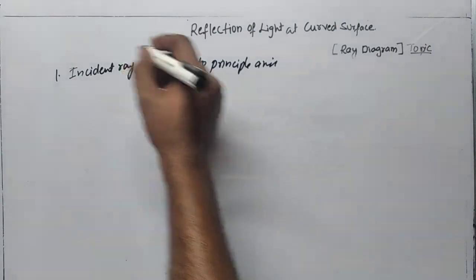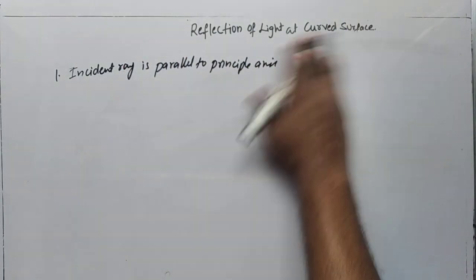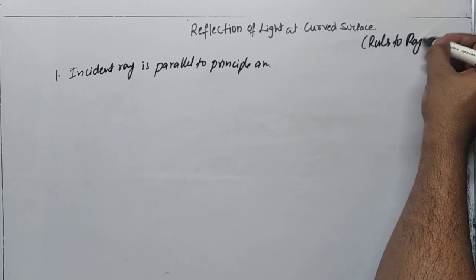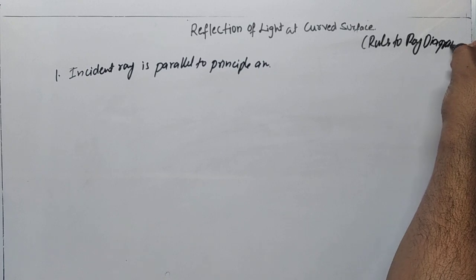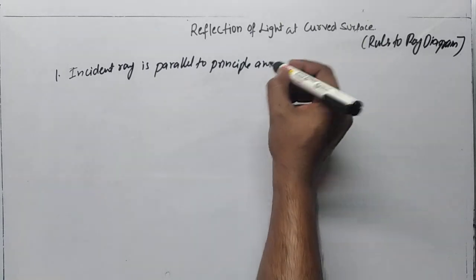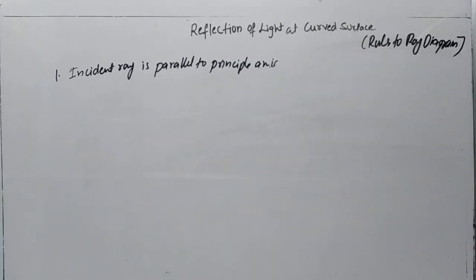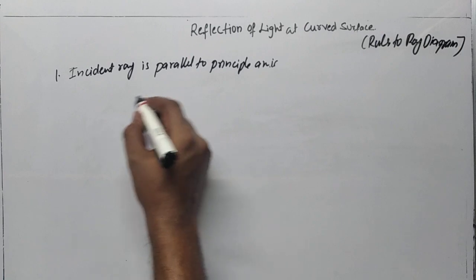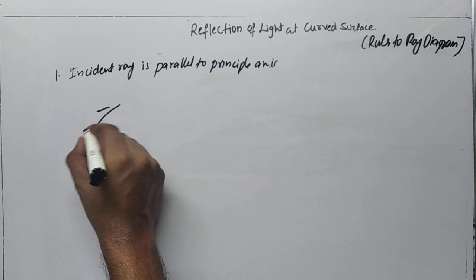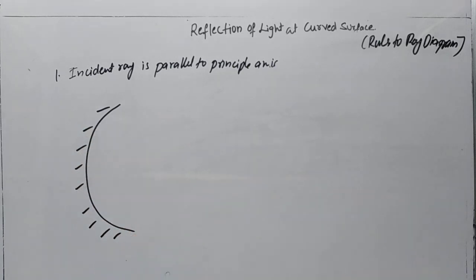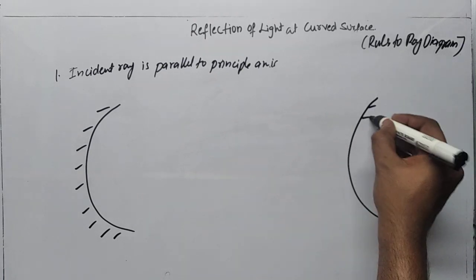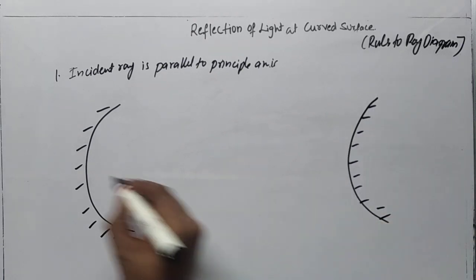So next, first we'll talk about the rules. Today we'll be talking about the rules to draw ray diagrams. The first one is when an incident ray is parallel to the principal axis. So we'll talk about this. I am taking both the concave and convex mirrors. The first one is this concave mirror. Now I am taking the convex mirror. Next, this part is the pole.